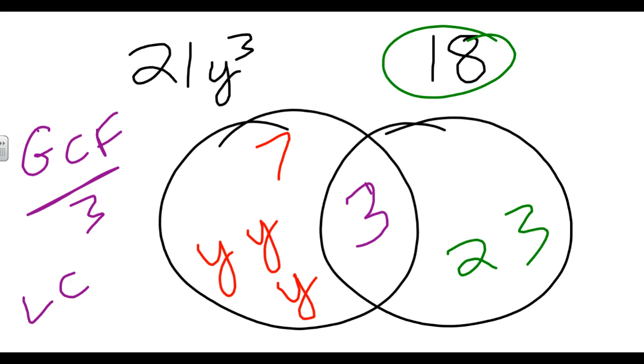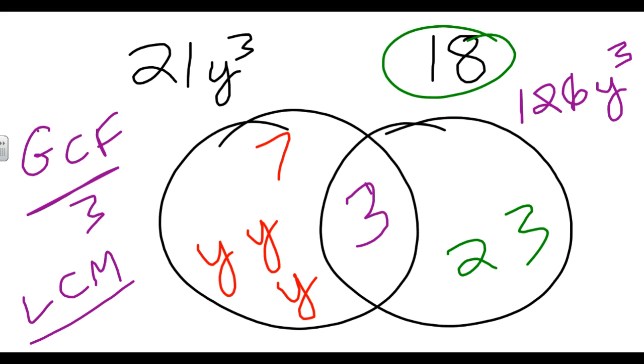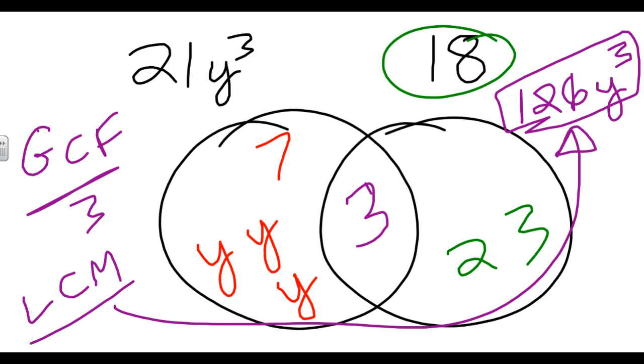And the LCM, when we multiply everything all together, we take 7 times 3 times 3 times 2 is, I'll write it over here by the 18, 126y cubed. Excuse all of the random lines in this. 126y cubed, that is the LCM. So now, as I said, we're going to have 3 examples for you to work with.